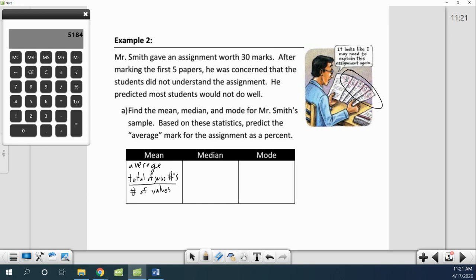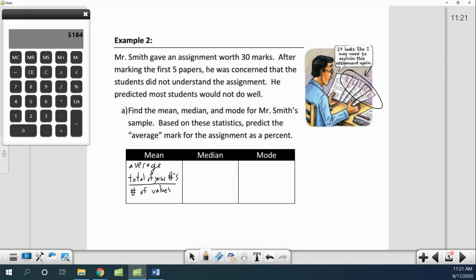But it's the total value of your numbers. So you add your numbers together, and that goes on top. So I would add, in this case, the 20, the 15, the 18, the 19, and the 10. And then I divide by the number of values. How many numbers did I look at? 1, 2, 3, 4, 5. So I would take the addition and divide it by 5 because I looked at 5 papers. That gives me the average.